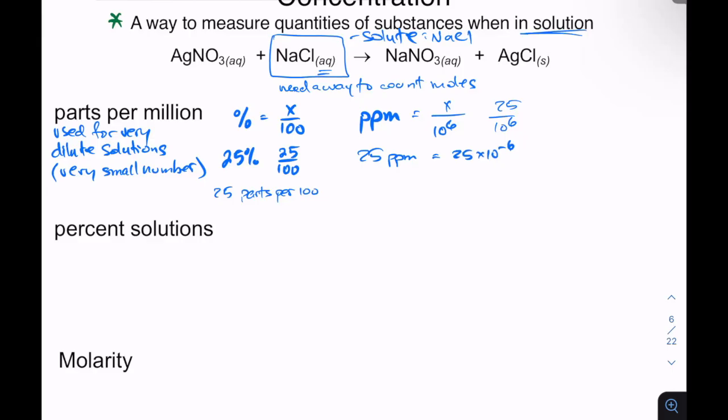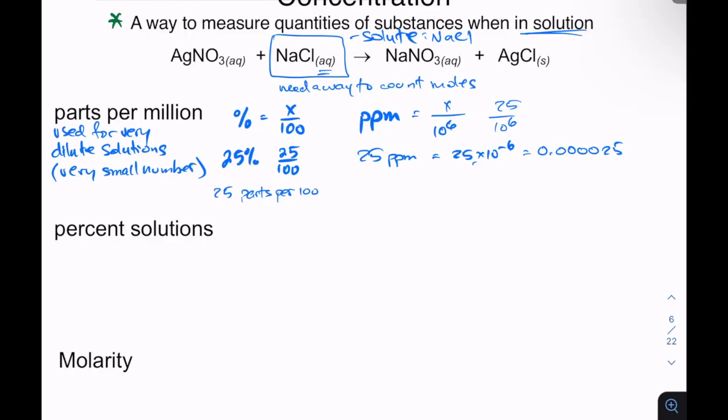If I were to express that with decimals, you'll see why we want to do this in parts per million. I have to now count all these decimals. So if I start here and work my way to 10 to the minus 6, that would give me 0.00000. 1, 2, 3, 4.